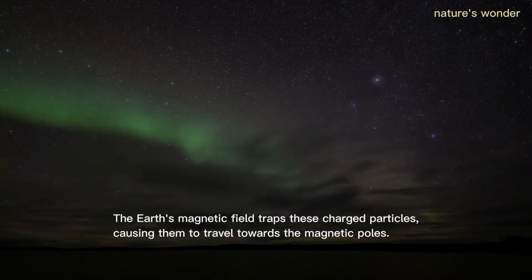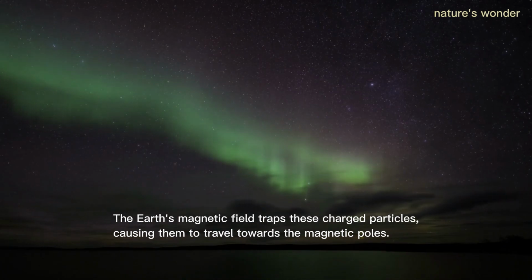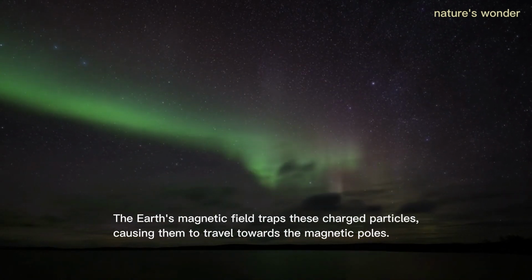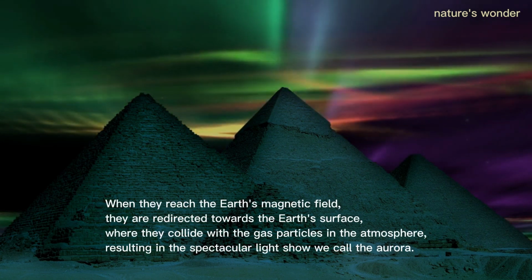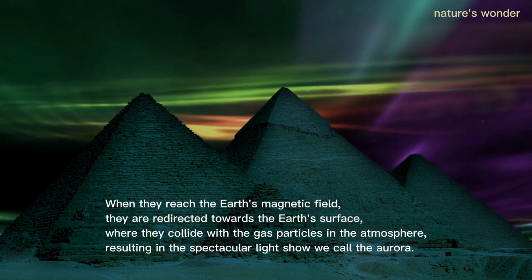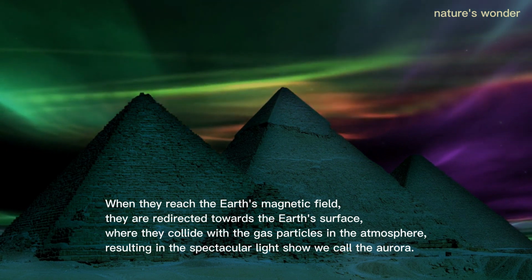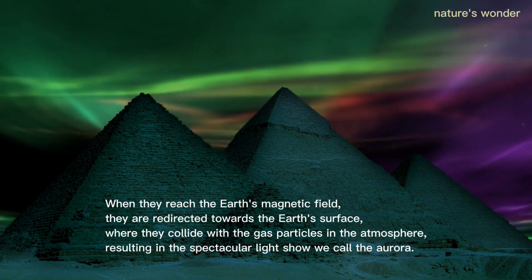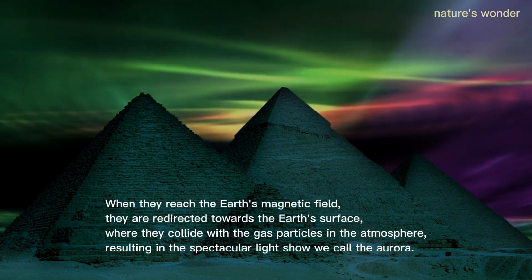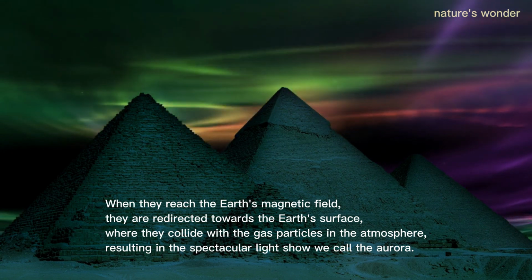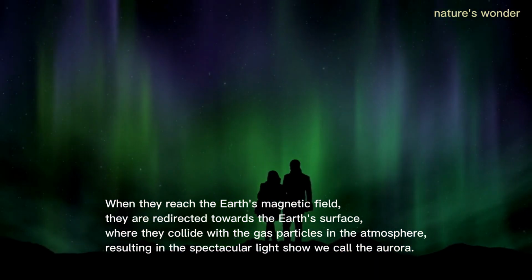The Earth's magnetic field traps these charged particles, causing them to travel towards the magnetic poles. When they reach the Earth's magnetic field, they are redirected towards the Earth's surface, where they collide with the gas particles in the atmosphere, resulting in the spectacular light show we call the aurora.